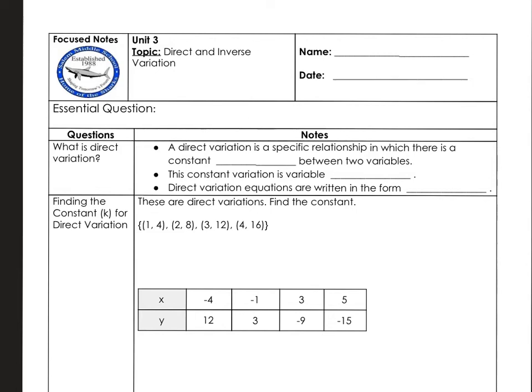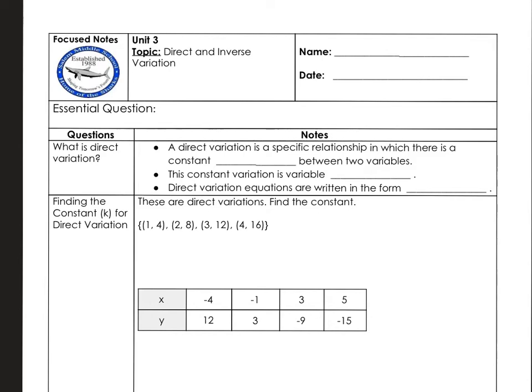Hi everyone, in this video we're going to be talking about direct and inverse variation. This can be a difficult skill, but we're going to walk you through it, and feel free to rewind and look over these notes as we talk about this within the next few days.